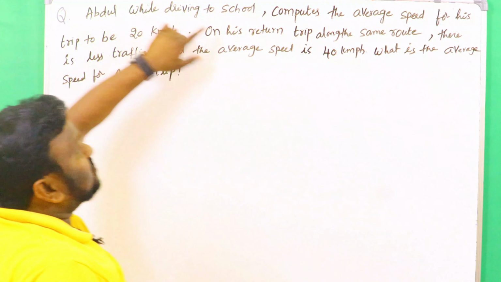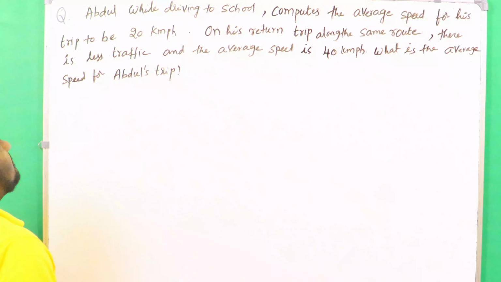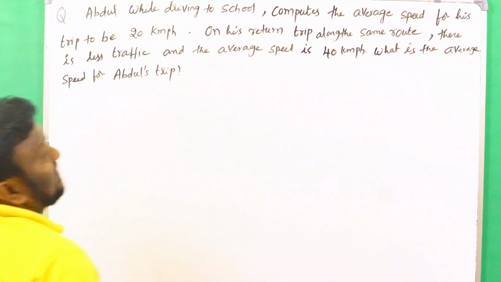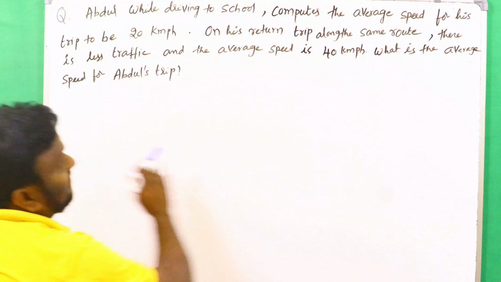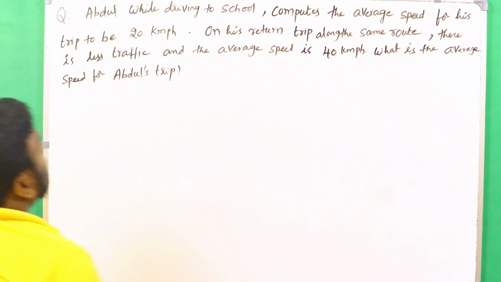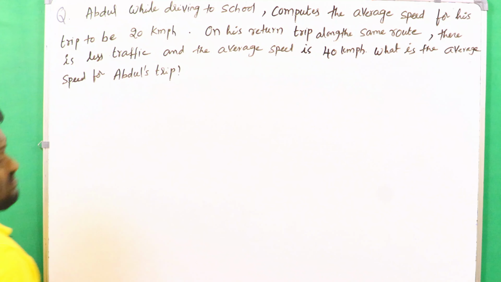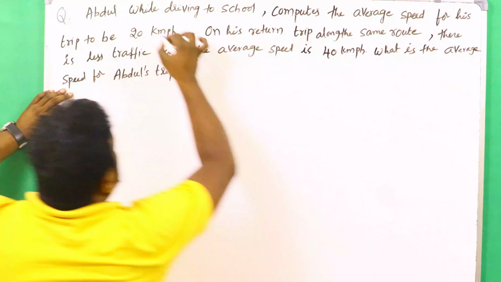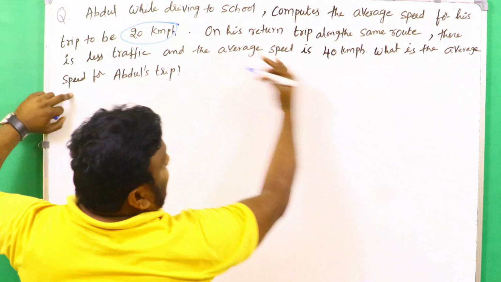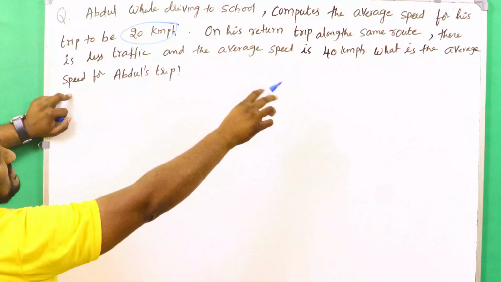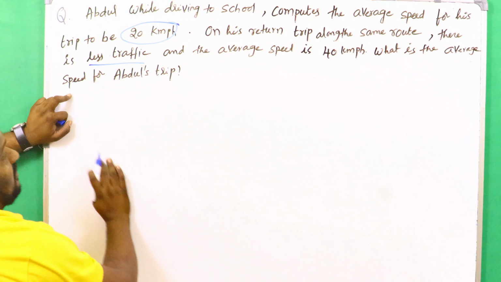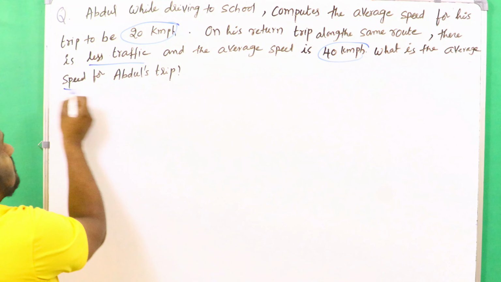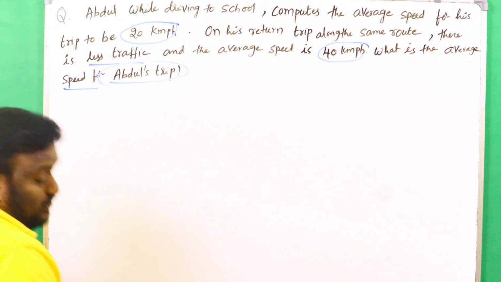Abdul, while driving to school, computes the average speed for his trip to be 20 km per hour. On his return trip along the same route, there is less traffic and the average speed is 40 km per hour. What is the average speed for Abdul's total trip? That is the question here.